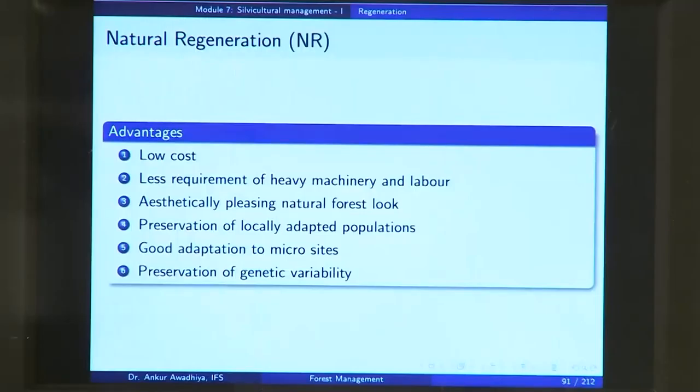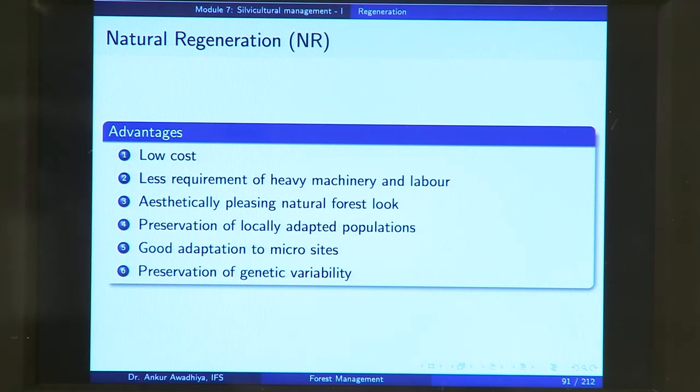Now, natural regeneration has a number of advantages, the most important being low cost. It is practically free. When you are doing your logging, you just leave a few trees and mother nature will take care of the other things. So, it is low cost. There is a lower requirement of heavy machinery and labor. Practically, you do not have to do anything. The natural forces of dispersal will take care of everything, so you do not have a large requirement of heavy machinery or labor.